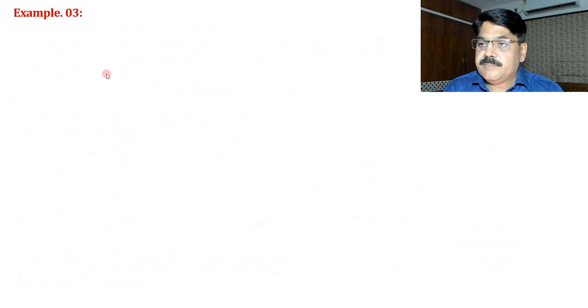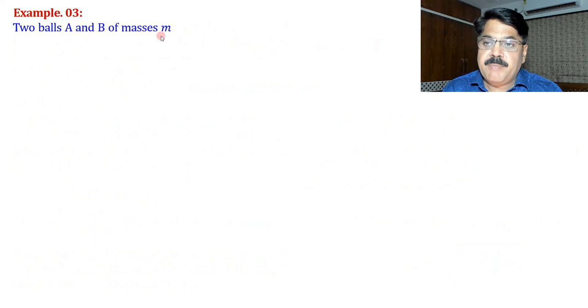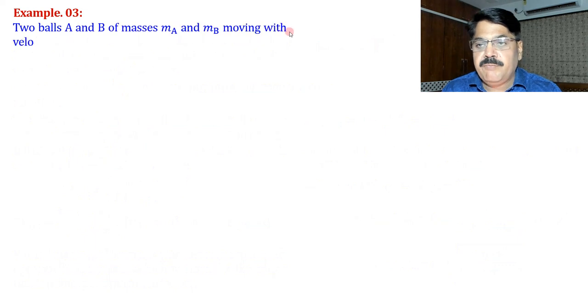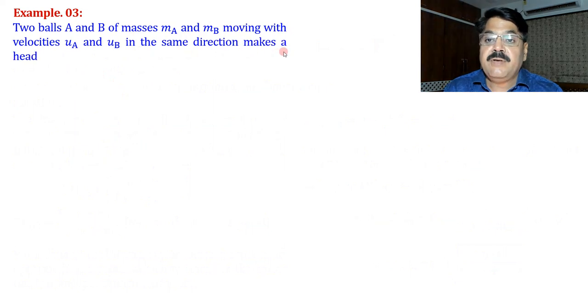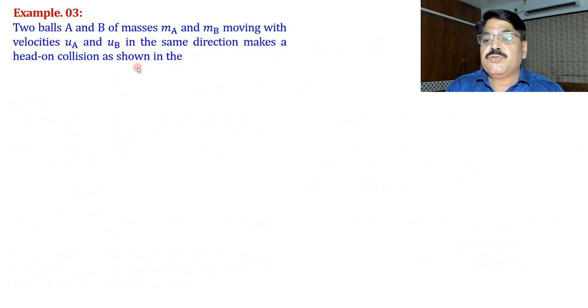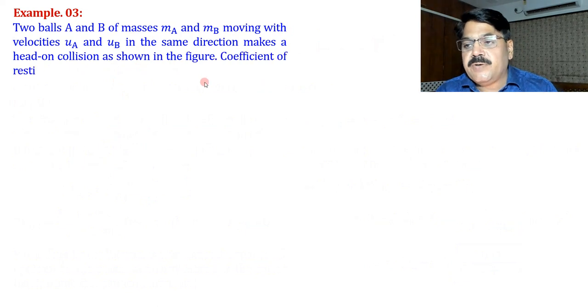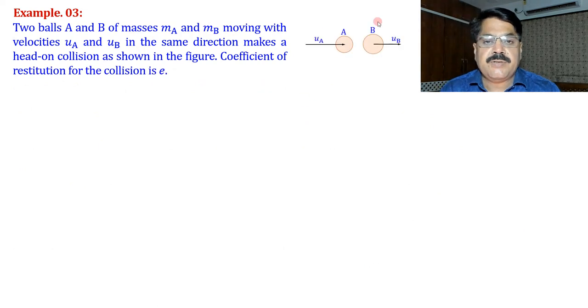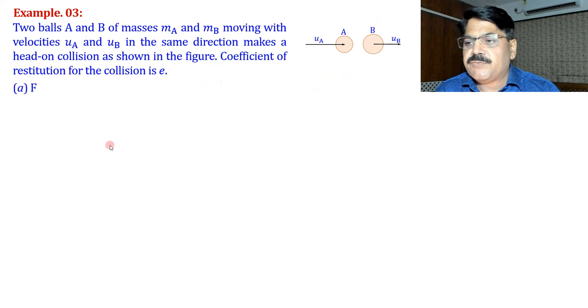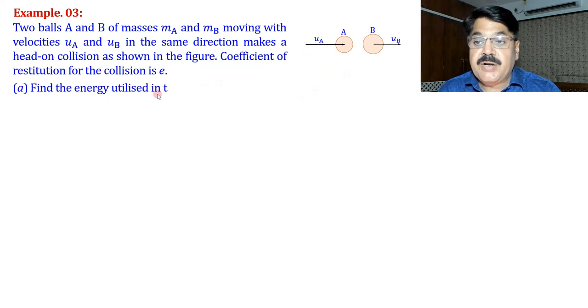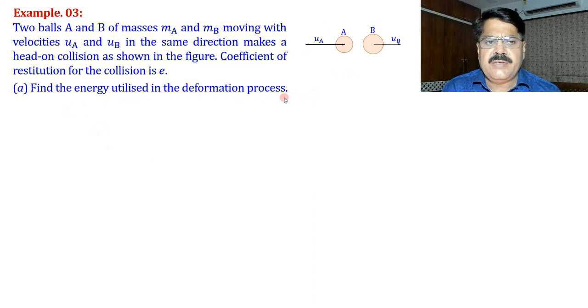Example 3. Two balls A and B of masses ma and mb, moving with the velocities ua and ub in the same direction, make a head-on collision as shown in the figure. The coefficient of restitution for the collision is e. So that is the situation before collision. Now we assume after collision the velocities are denoted by VA and VB. What we have to calculate? First one, find the energy utilized in the deformation process. So we have to see what is the energy utilized in the deformation process.